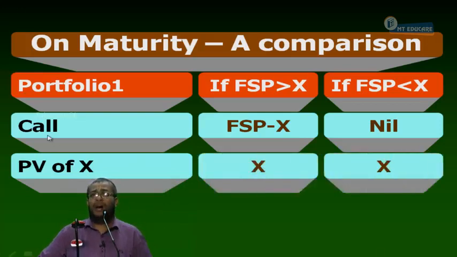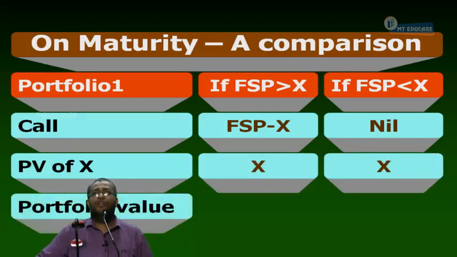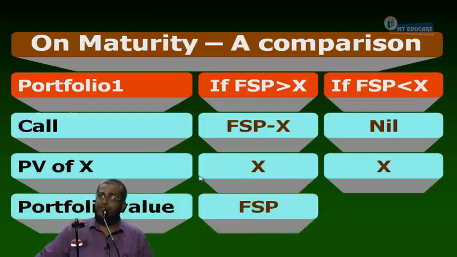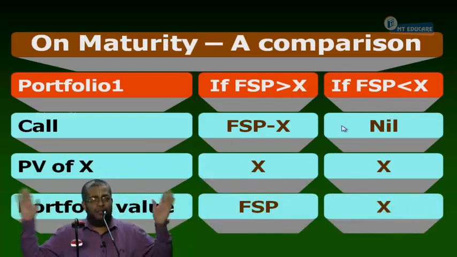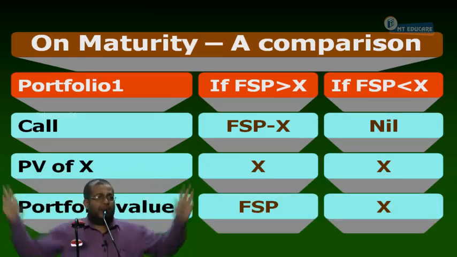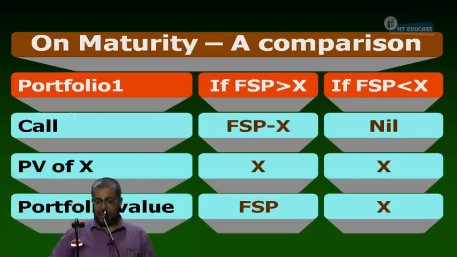I have only cash and call. So my portfolio value is FSP minus X plus X, which gives you FSP. Nil plus X gives you X. This is the portfolio value on maturity date of portfolio number 1. Yes or no? Now, this is number 1.